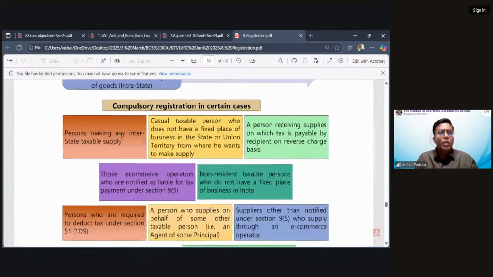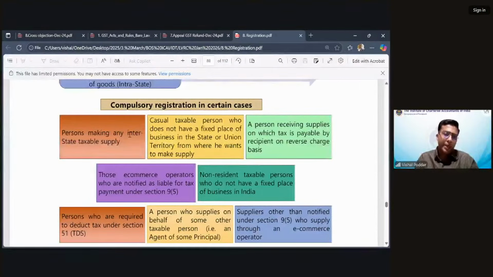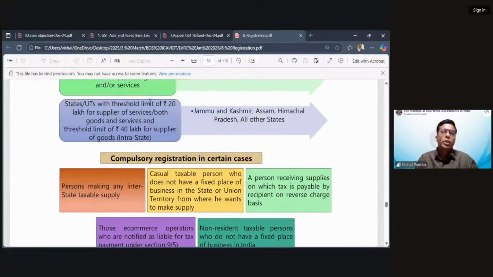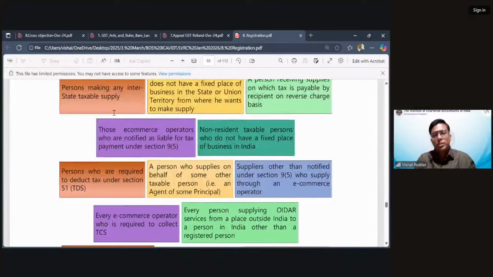First, if you are making interstate supply, but here you have to read this with section 23, which is the section providing relief or exemption from registration. When you read this point combined with section 23, the final result is that a person making interstate supply of goods is compulsorily required to get registered. If you are making interstate supply of services, you still enjoy the threshold that we just saw.